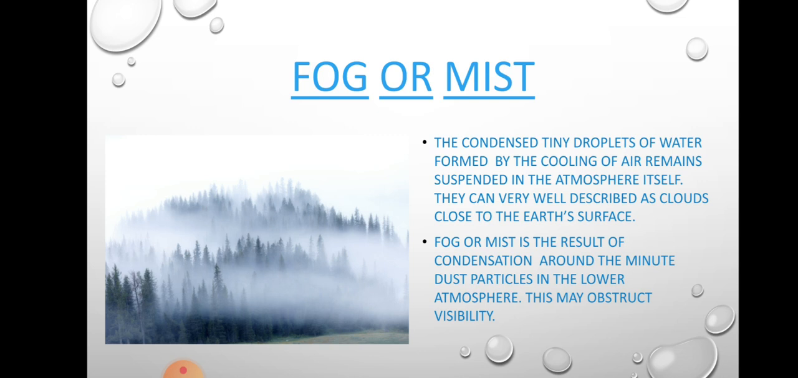So what is fog or mist? The condensed tiny droplets of water formed by the cooling of air remain suspended in the atmosphere itself. They can very well be described as clouds close to the earth's surface. That is, tiny droplets of water can remain suspended in the atmosphere itself, because their weight is very less, and they can be viewed like a cloud very close to the earth's surface.